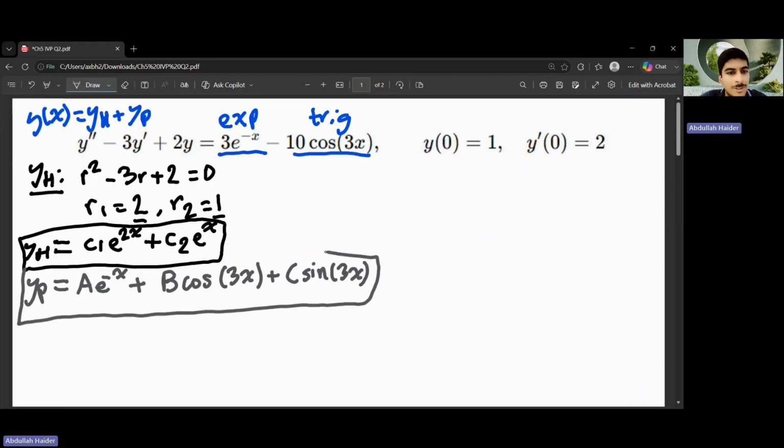And in all of the examples we have done till now, before the question above this, we had only stopped at yp. However, this is an initial value problem. So we need to find the values of C1, C2, A, B, and C. So how will we get A, B, and C? We take the first derivative and the second derivative, then substitute in this equation and equate it to the right side.